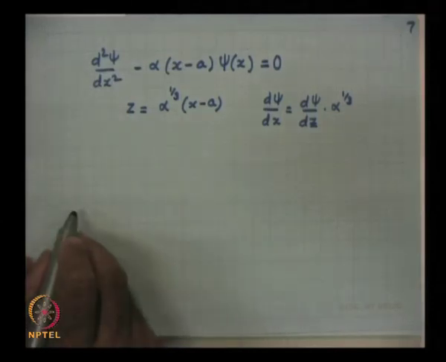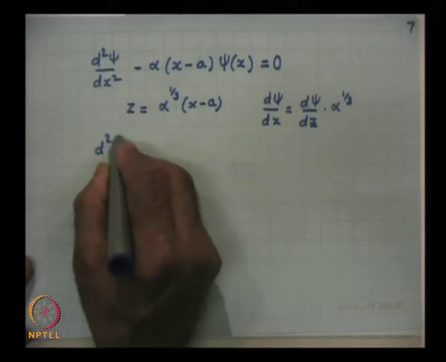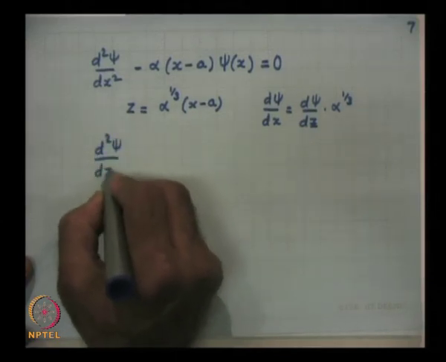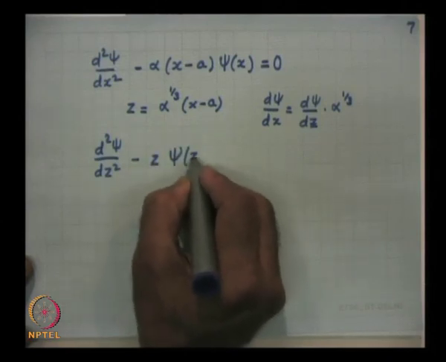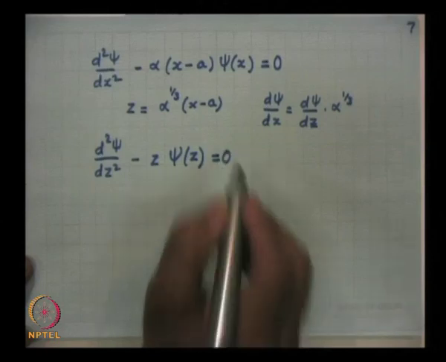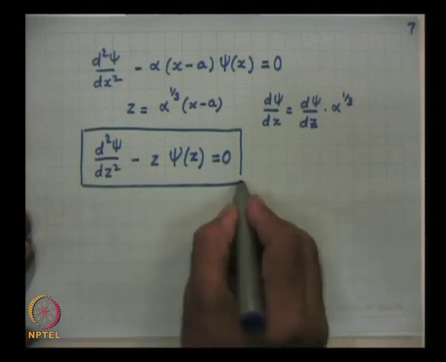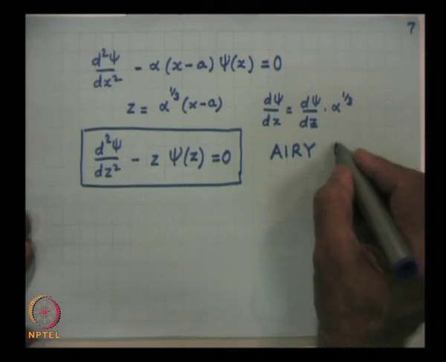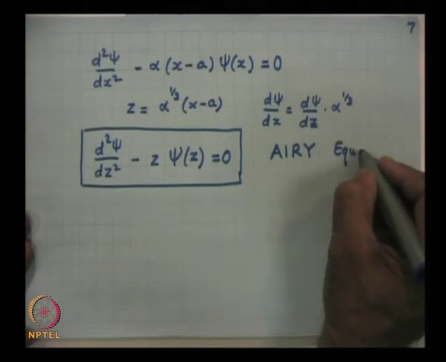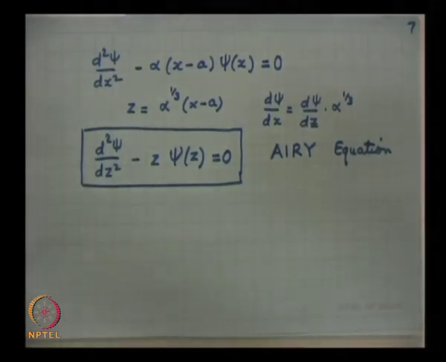You do that and you will obtain d2 psi by dz square minus z psi of z is equal to 0. This equation is known as the Airy equation, after the name of the British astronomer G.B. Airy. The rigorously correct solutions of these equations are known as the Airy functions.